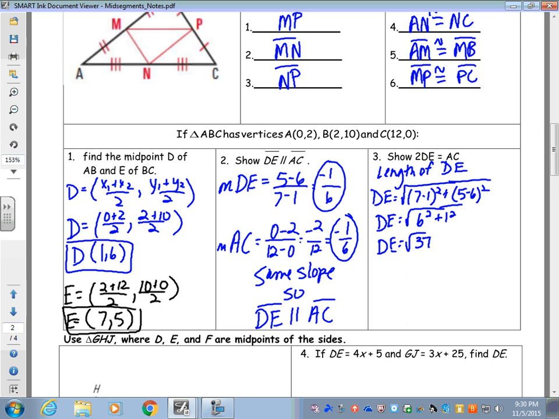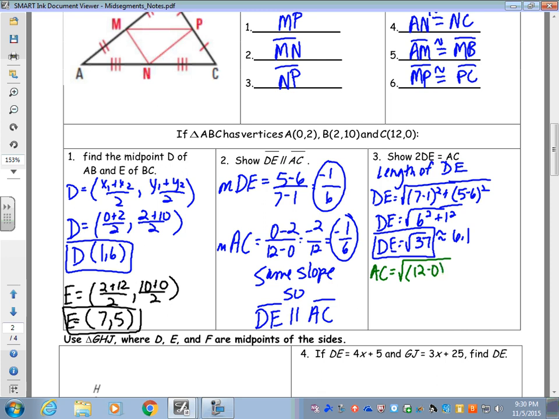Here, I know you can put a decimal, approximately 6.08 or 6.1, but because we're trying to compare to see if DE doubled equals AC, I'm just going to keep this, because I can see if it's being doubled or not a whole lot faster. So I'm going to find the length of AC doing the distance formula as well.